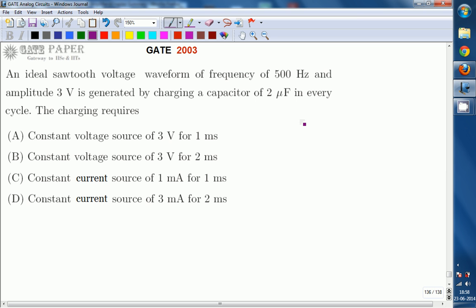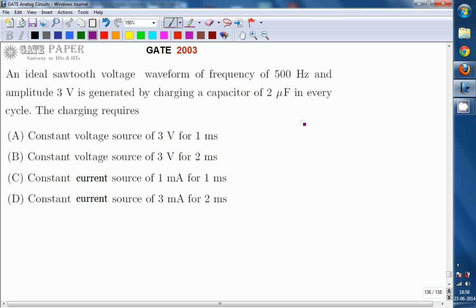The charging requires: A. Constant voltage source of 3 volts for 1 millisecond. B. Constant voltage source of 3 volts for 2 milliseconds. C. Constant current source of 1 milliampere for 1 millisecond. D. Constant current source of 3 milliamperes for 2 milliseconds. So what will be the right answer for this question?